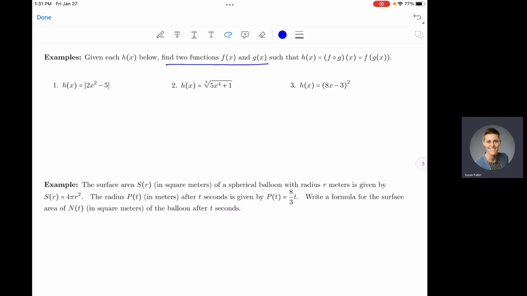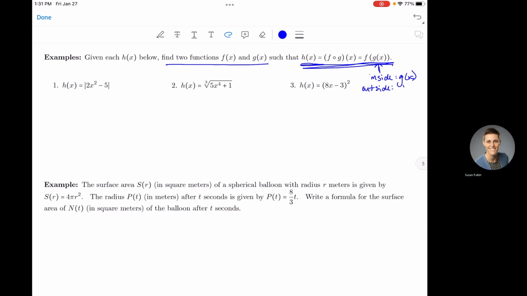We are going to identify f and g, and we want f and g to be functions such that the function that we're given, h of x, is a composition of two functions, f of g of x. Notice here, g of x is my inside function, and f of x is the outside function.